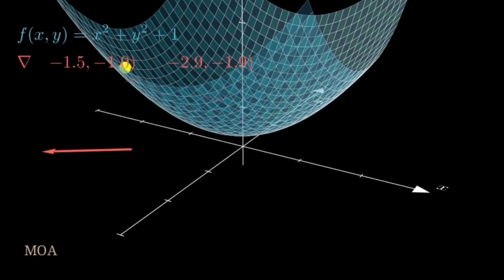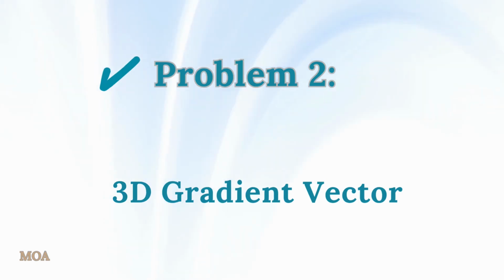But as the yellow point slides to the vertex 0, 0, 1, the gradient shrinks to 0 because at the minimum, there is no ascent. Good. Now we move to a function with 3 variables.